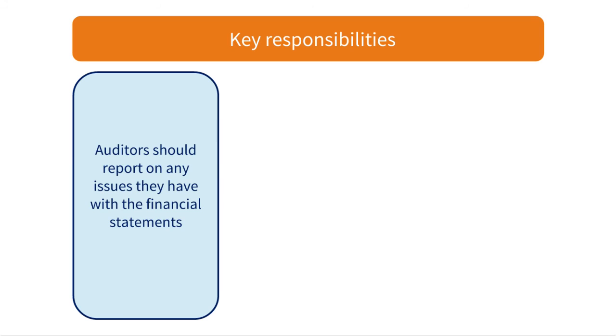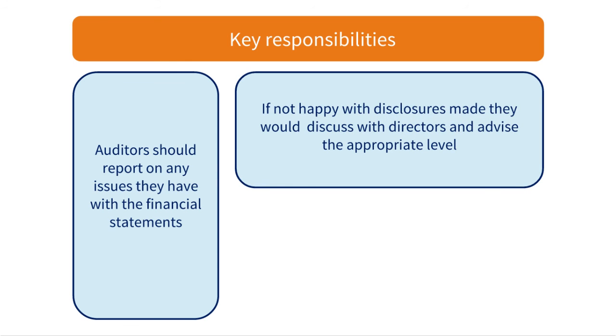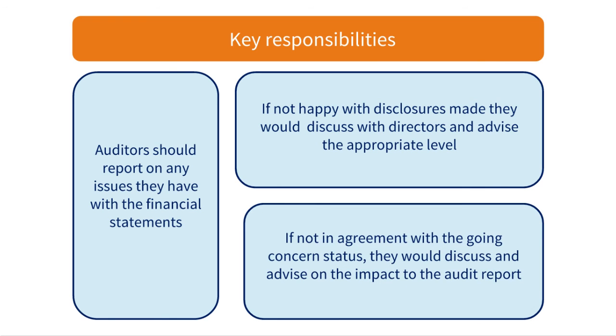The key responsibilities are that they should ensure they report on any issues they have with the financial statements. This includes any disclosures they are not satisfied with. If the auditors are not happy with the level of disclosures in the financial statements, they would discuss with the directors and advise the appropriate level. The going concern status would be specifically something they must discuss with the directors if they felt it inappropriate. If an incorrect basis is being used, the impact would be to modify the audit report.